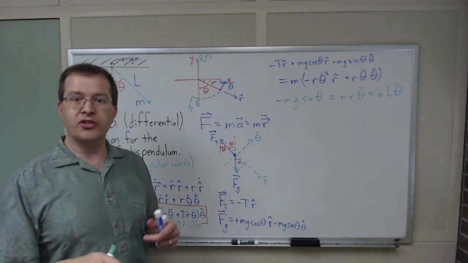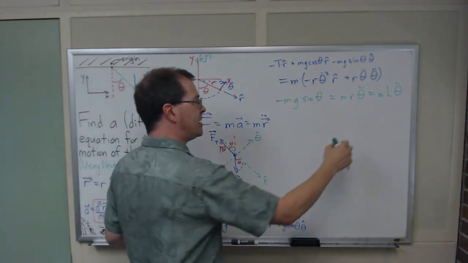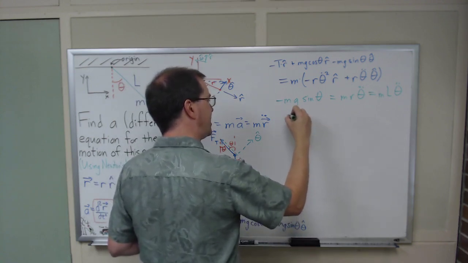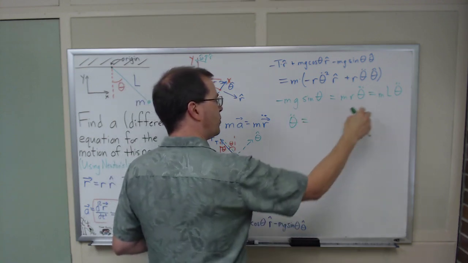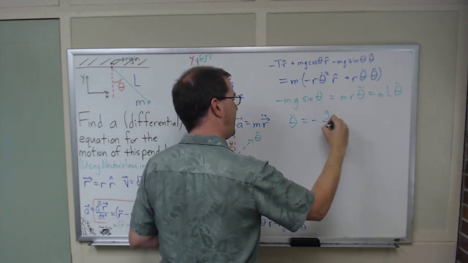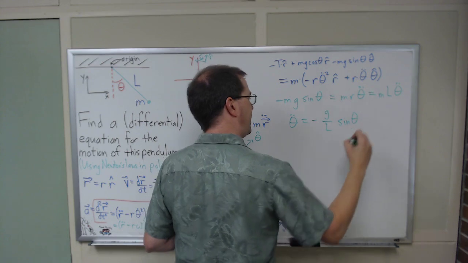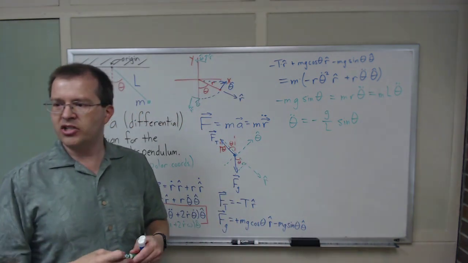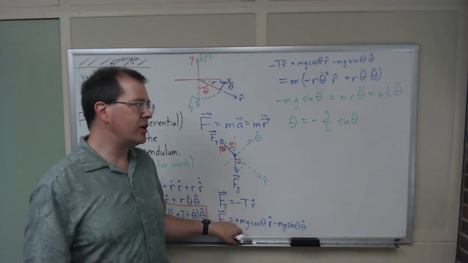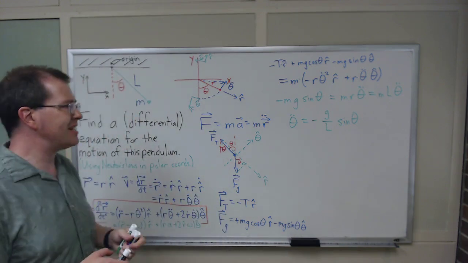So if I want a differential equation for theta, I can just solve for theta double dot in this equation, dividing both sides by mL. I'll find that theta double dot equals, well, the m's cancel, minus g divided by L times sine of theta. That minus g over L sine theta is the exact same equation that we came up with when doing Newton's laws using the xy coordinates.